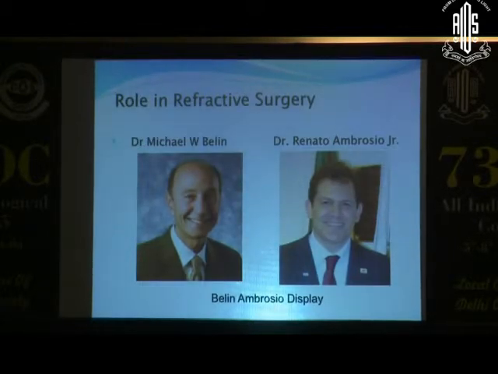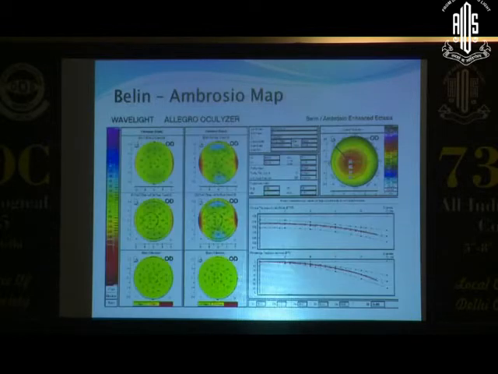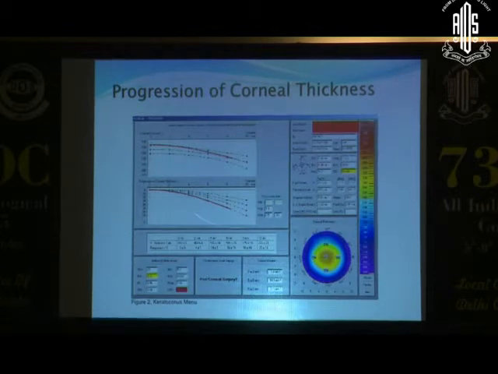Refractive surgery evaluation has really changed after the introduction of the software by Dr. Michael Belin and Dr. Renato Ambrosio. This is called the Belin-Ambrosio Enhanced Ectasia Display. This is what the map looked like. Just to briefly understand, we'll take the left half of the map separately and the right half separately. And this is the progression of corneal thickness. The work was mainly done by Professor Renato Ambrosio.